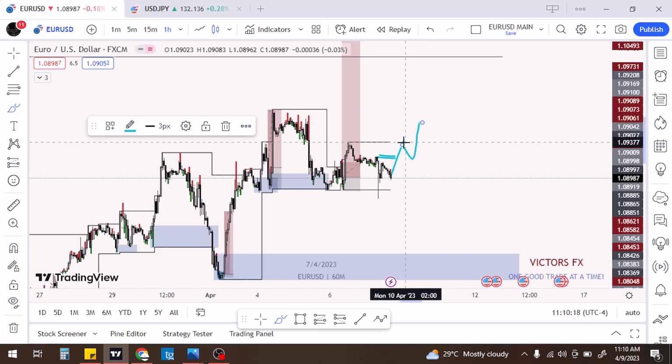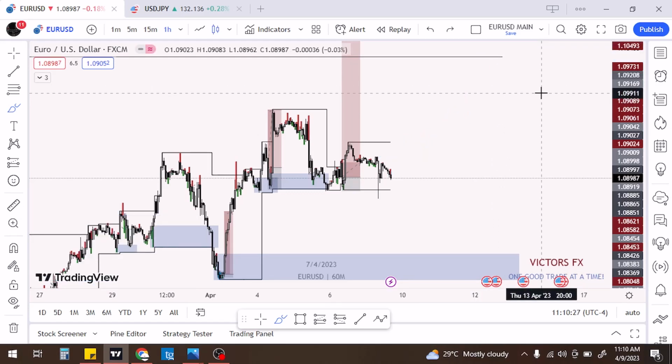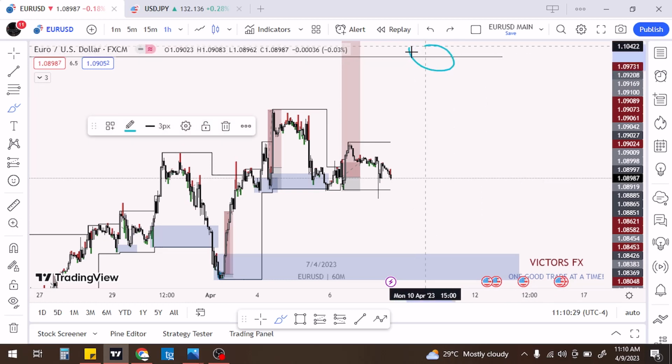Then you could even wait for the second break to be much more sure on the market, and then what? Follow the mitigation to take this high. Okay, I'm 98%, 99% sure that this market is going to reach up into this zone. If it's not next week, it's going to be the other week.